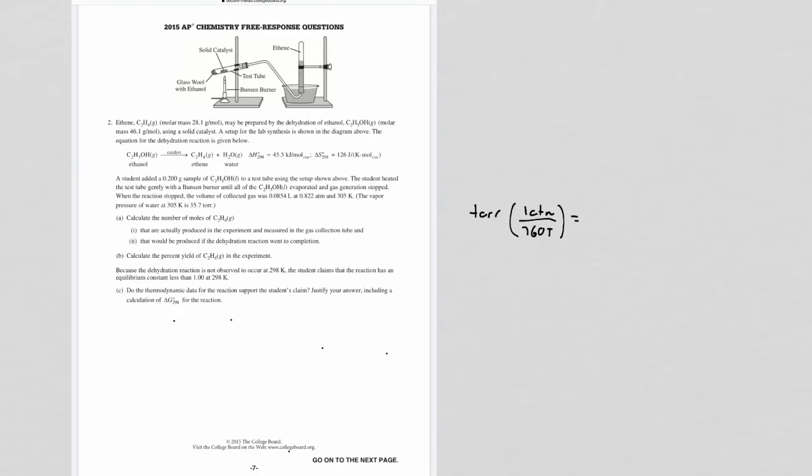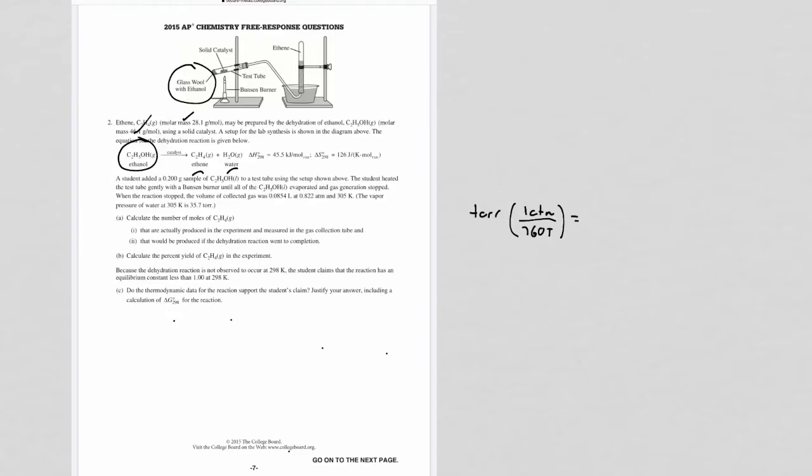This video is on the 2015 AP Chemistry Free Response question number 2. In this long form question, you see that a reactant, ethanol, is being decomposed into a compound, ethene, and another compound, water. The ethanol is placed over here on the left. Nicely, they give you the molar mass of both the ethanol and the ethene, so you don't have to figure it out on your own.